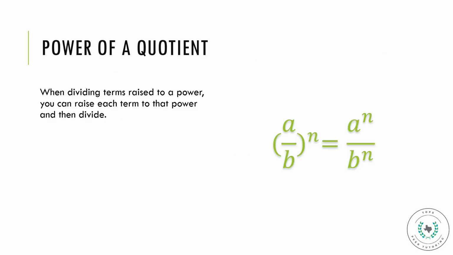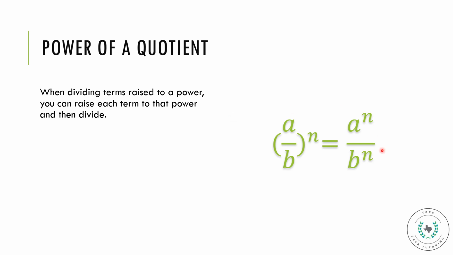Now let's move on to our next rule, power of a quotient. It states that when dividing terms raised to a power, you can raise each term to that power and then divide. If you remember our power of a power rule, I believe it was called, from the last lesson, you know that it works a lot like the distribution that was there. These are both like distributive properties, okay?